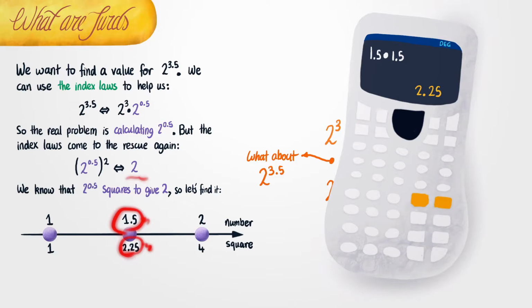So how about we try 1.4? Now, after this point, we see that 1.4 actually squares to give us the number 1.96. Now 1.96 is too small to be the number 2, so therefore the number we're after is a little bit bigger than 1.4, but a little bit smaller than 1.5.